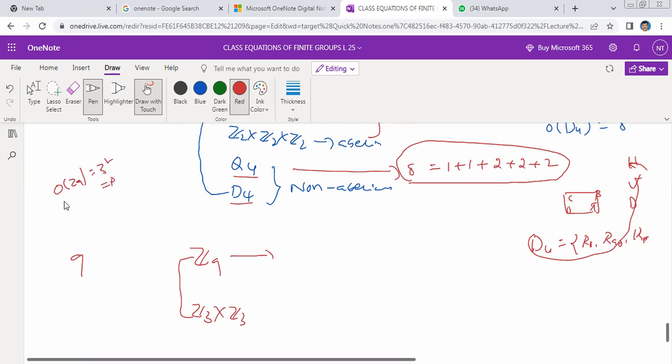It is a prime square. If the order of a group is a prime number, it is abelian or cyclic. Cyclic. Am I right? Order of a group is a prime square.